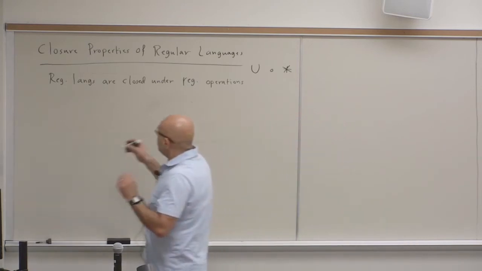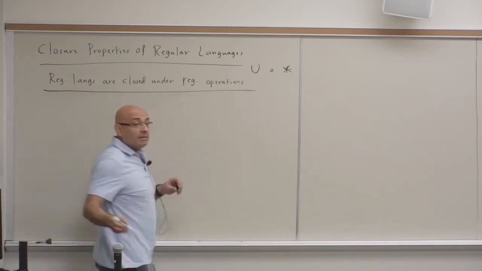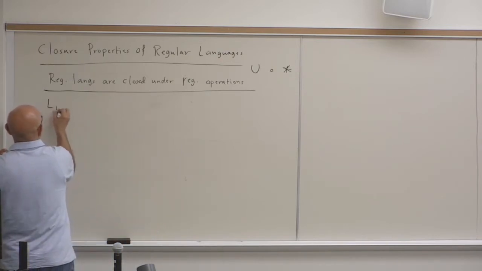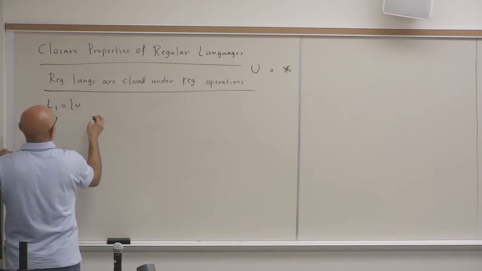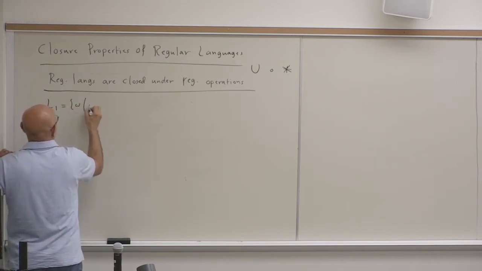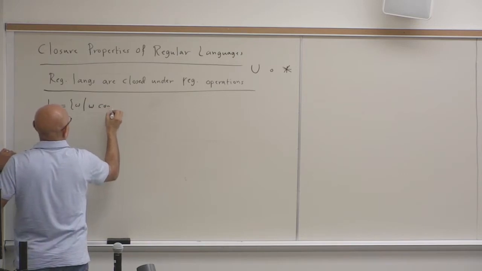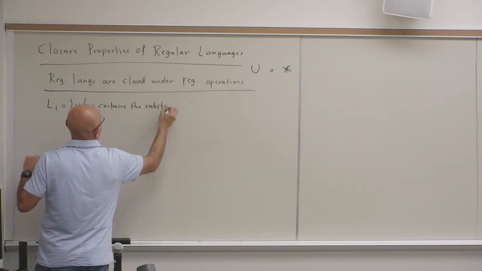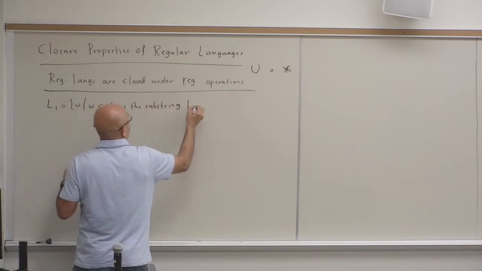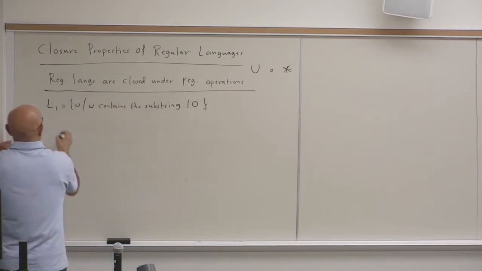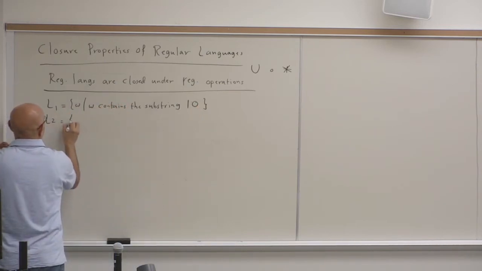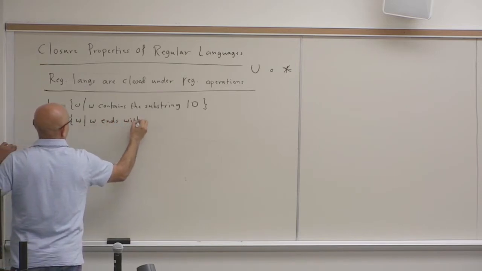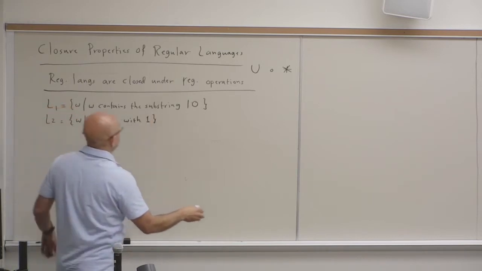Okay, so now we'll do the concrete, then we'll do the abstract. The concrete is an example. Let L1 be the language of W such that W contains the substring 1, 0. And L2 is the language of W such that W ends with 1.